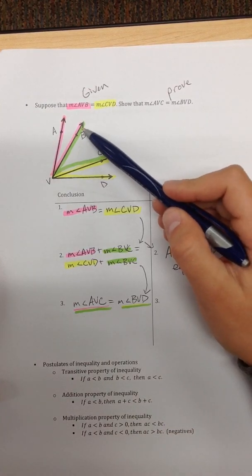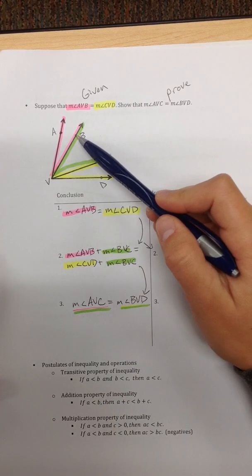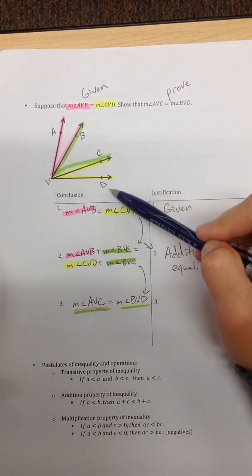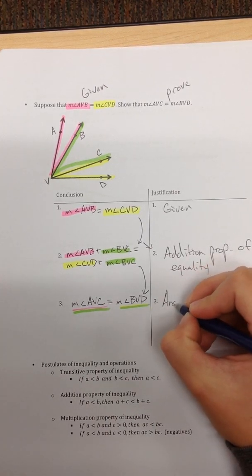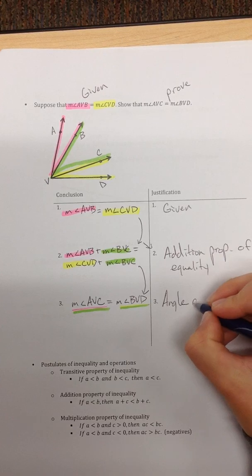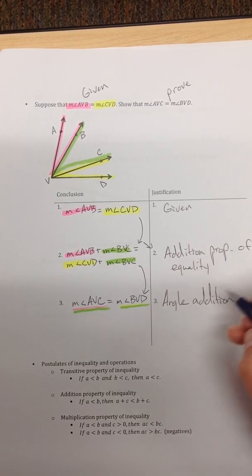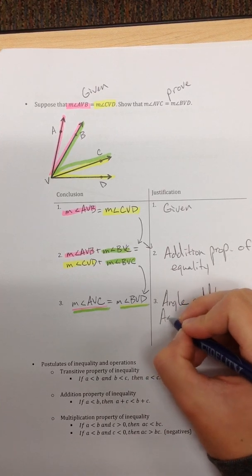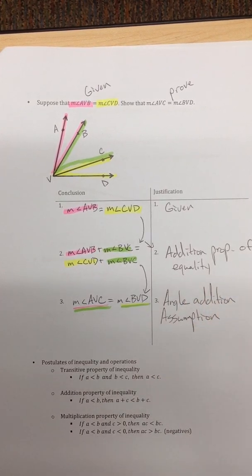And then I know the whole measure of the green angle and the yellow angle is going to give me the same as BVD. So this one is going to be our angle addition assumption. Which we talked about last section.